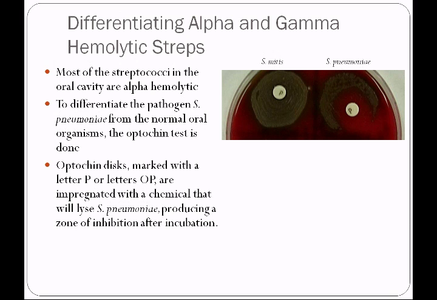Optochin is a chemical, ethyl hydrocupreine hydrochloride, and it is impregnated into a disc. The disc will be marked with the letter P or OP. The disc is placed onto an inoculum of the organism, and this chemical will lyse Streptococcus pneumoniae, producing a zone of inhibition after incubation. So you can see that Streptococcus mitis, which is a common oral streptococcus, is resistant to optochin, whereas Streptococcus pneumoniae shows this zone of inhibition, telling us that it is susceptible to optochin.